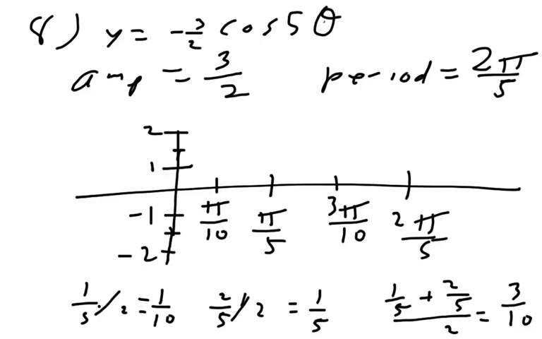This time we have a negative in front of the cosine, which means normally we would start at the top, but because of the negative we're going to start at the bottom, which is at negative 3 halves. And so we go towards the top, then we go back towards the bottom. The answer is not correct unless you make your marks for the x values in all 5 of these spots.